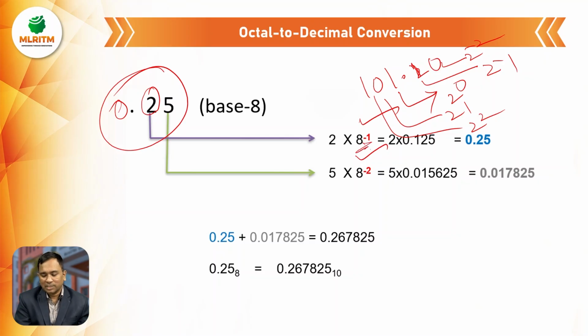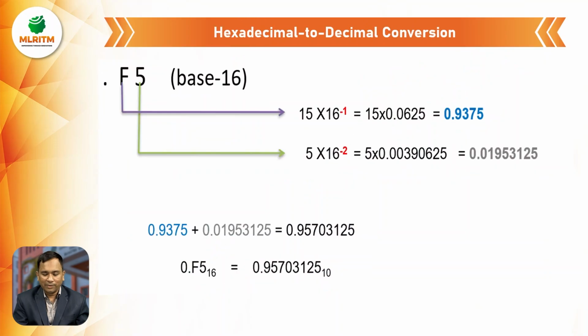Why have I taken 8 power minus 1? Because I'm taking the input as an octal number, and 5 into 8 power minus 2. So like this, my octal number is converted into a decimal number, but remember, fractional values and normal values use different formats here. After the mathematical calculations, my input value for octal is 0.25, but my output value is 0.267825 in decimal.